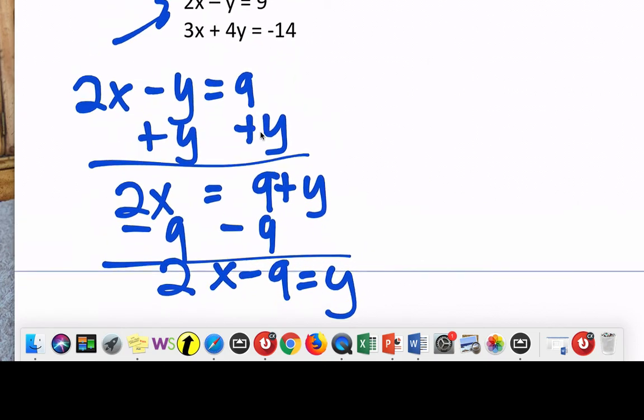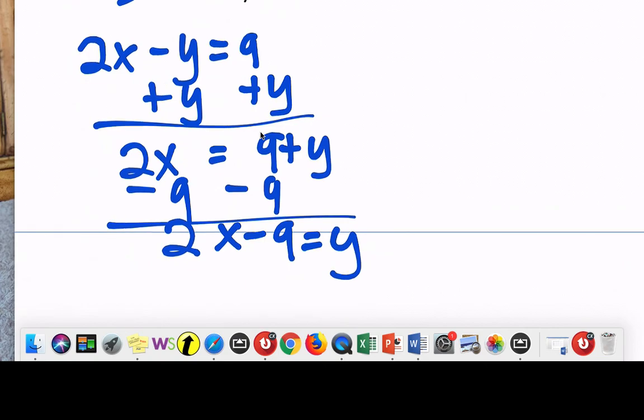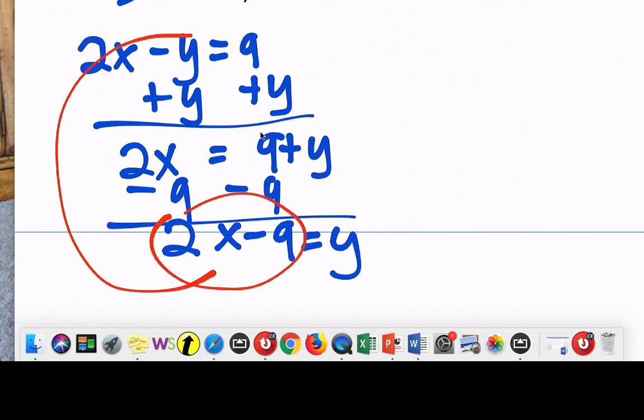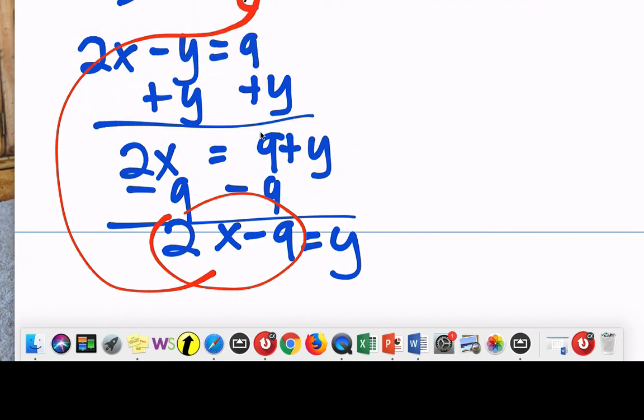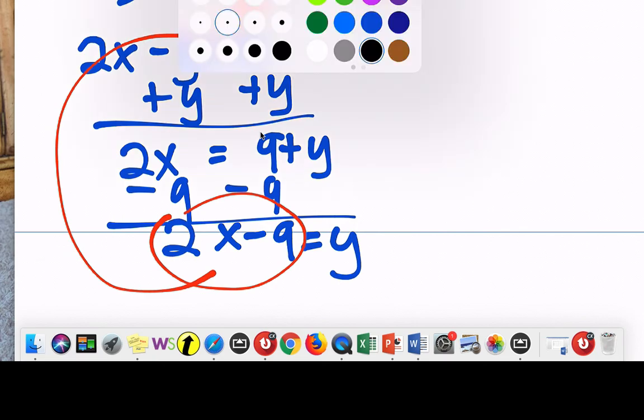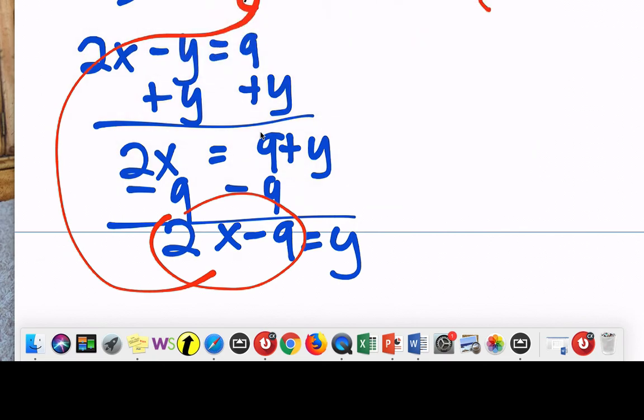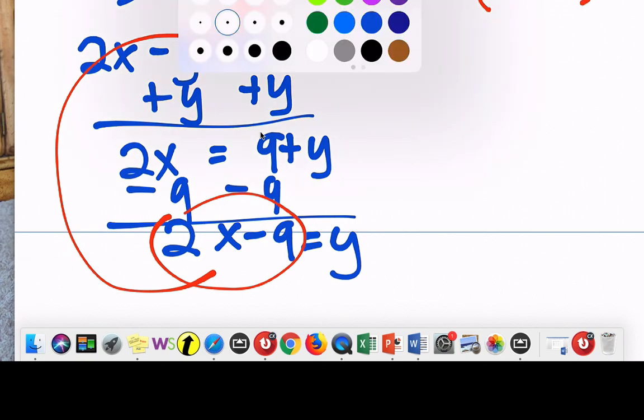All right, now that we've gotten one variable by itself, we're going to plug it in. We're going to plug it in for y, completely substitute or replace it. So this 2x minus 9, we're going to plug in for this y right here. So here's what it looks like. We have 3x plus 4, and instead of y, we plug in the 2x minus 9, and that equals negative 14.